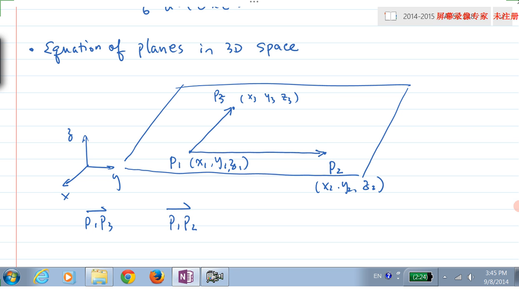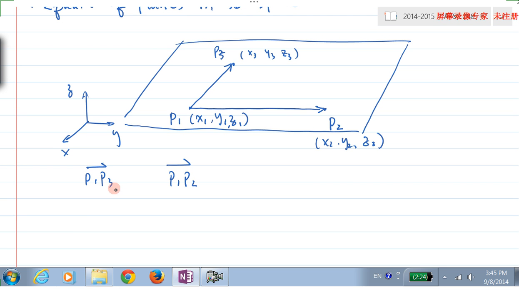As you learned in linear algebra or other courses, given the coordinates, the vector P1P3 is basically the coordinates of P3 subtract the coordinates of P1. Same thing for the other one. So basically, these are vectors known based on the known conditions.